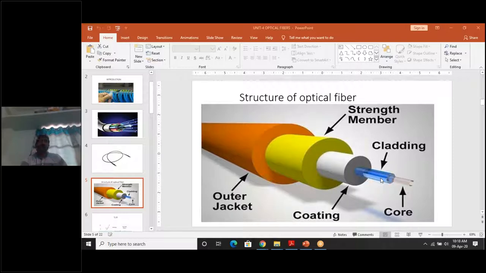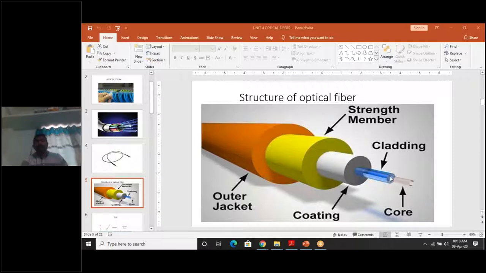So what is the meaning of low refractive index, or a rarer medium? The cladding has a lower refractive index and the core has a higher refractive index. That's why it is called a denser medium and that's why it is called a rarer medium. You should know clearly which is which, core and cladding. The core is a denser medium and the cladding is a rarer medium.